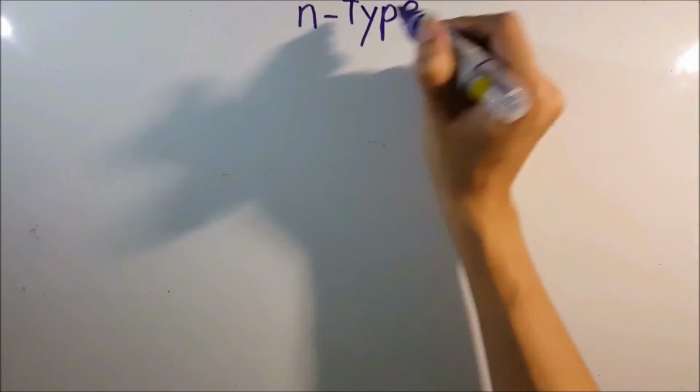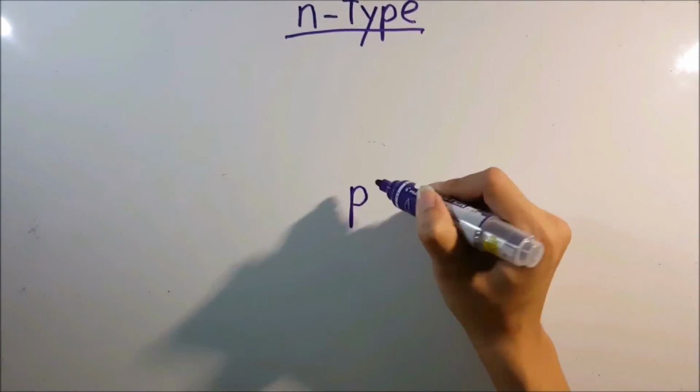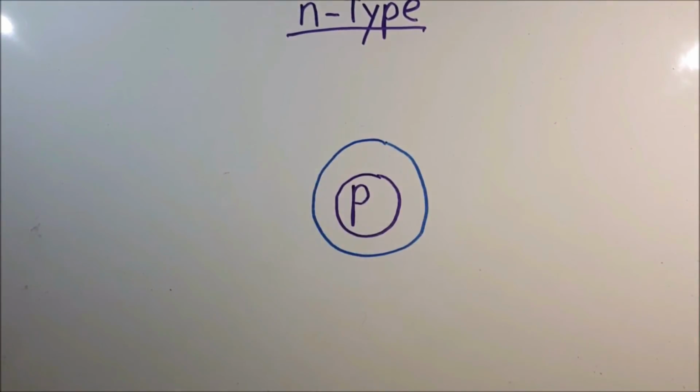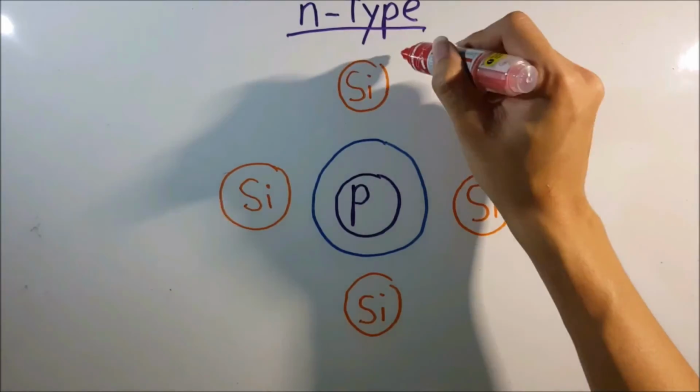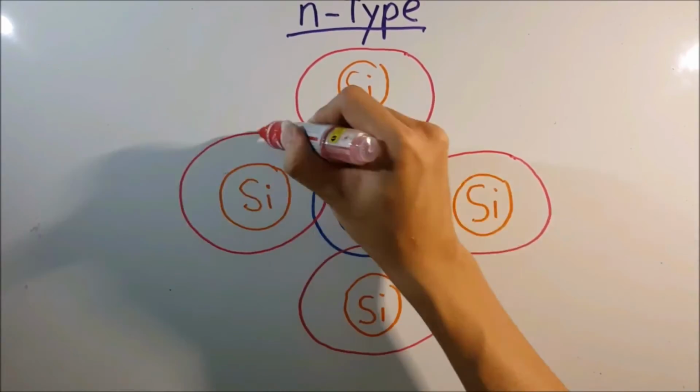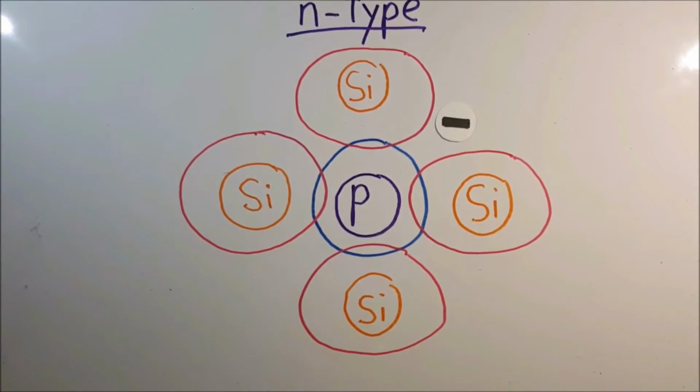For n-type semiconductor, the major carrier are free electrons. Pentavalent atoms such as arsenic, phosphorus, and antimony are added. Instead of forming holes, more free electrons are produced when pentavalent atoms are bonded with silicon atoms.